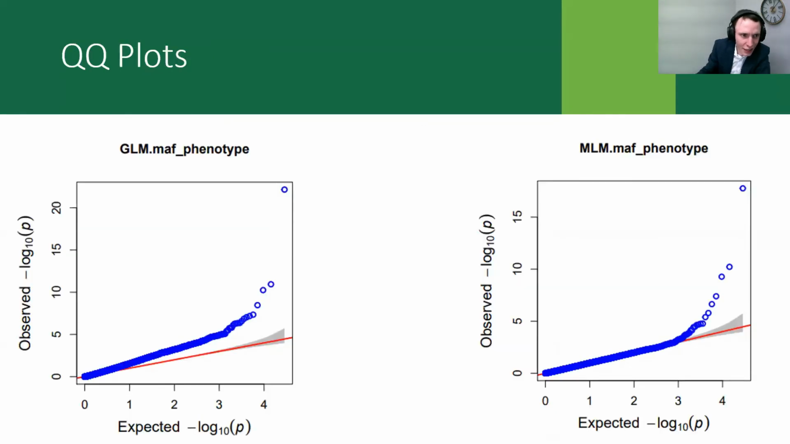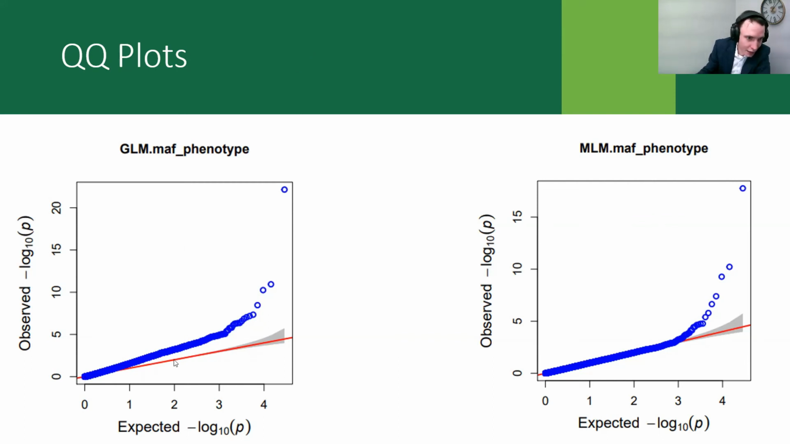The manifestation of this can be seen in this QQ plot. The GLM model only uses your Q term, so your PCA output. The mixed linear model is a KQ model, which includes the kinship as well as the population structure.